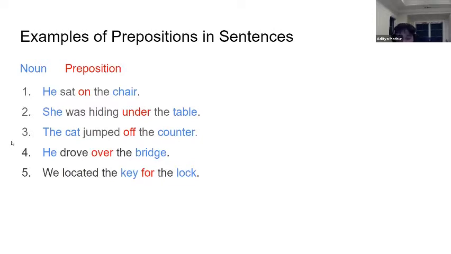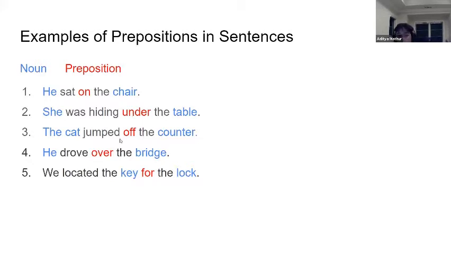In this sentence, can you give me one noun? Remember, a noun is a person, place, or thing. So the cat is a thing. It's not a person or a place. Counter is another noun. Yeah, that's right.